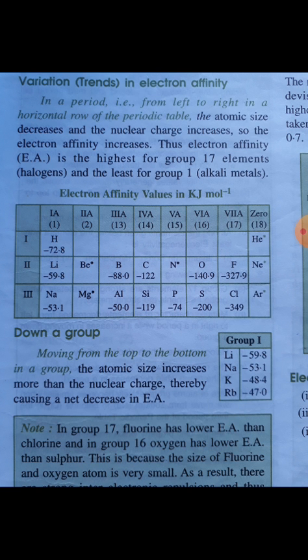So now we have understood that down the group electron affinity decreases, and along the period electron affinity increases. Thank you children for today, this much.